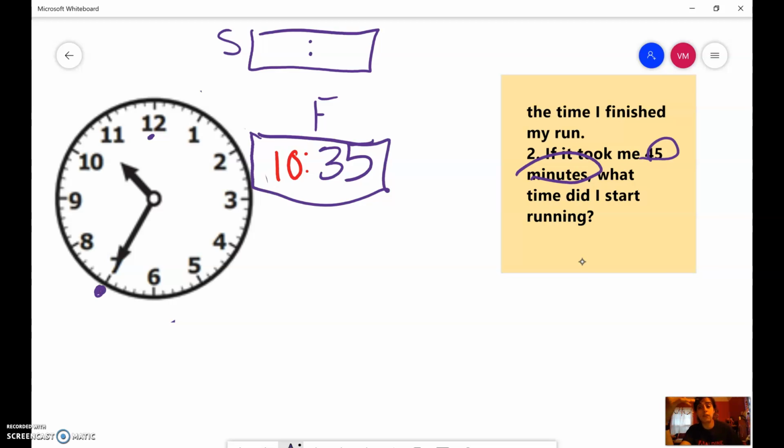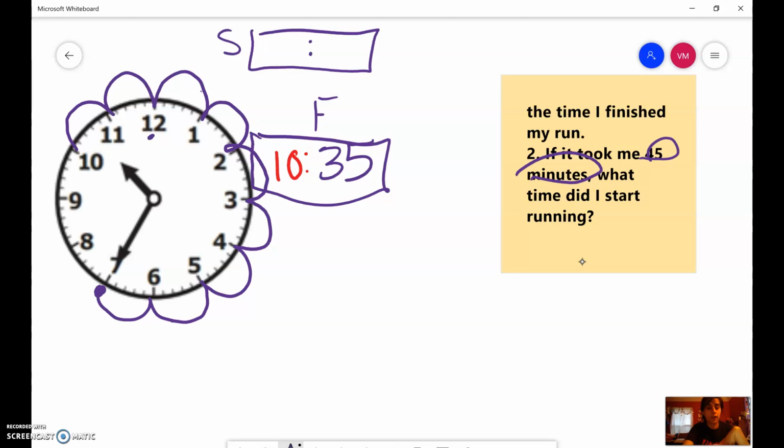It only said I started 45 minutes before. So I'm going to go backwards 45 minutes. 5, 10, 15, 20, 25, 30, 35, 40, 45. But I noticed I passed the magic 12. Because I passed that magic 12, now I know it can't be 10 yet.